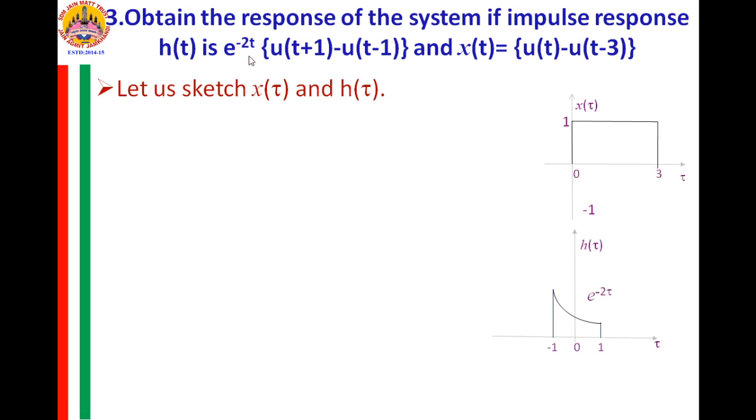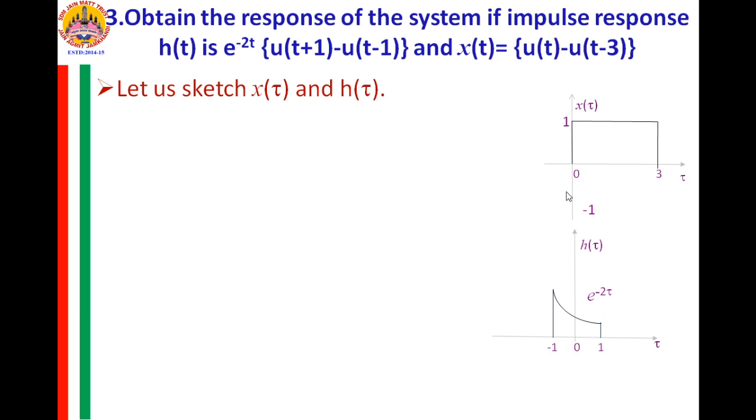What is h of tau? h of tau's amplitude is e raised to minus 2 tau, and this is u of t plus 1 minus u of t minus 1. u of t plus 1 starts from minus 1, u of t minus 1 starts from 1. When you subtract u of t minus 1 from u of t plus 1, it exists from minus 1 to 1, and its amplitude is multiplied by e raised to minus 2 tau. So h of tau is e raised to minus 2 tau from minus 1 to 1.